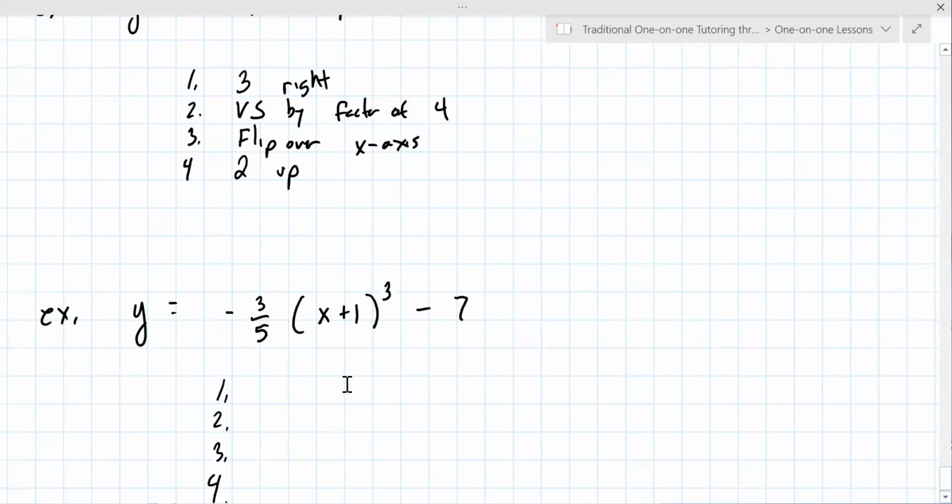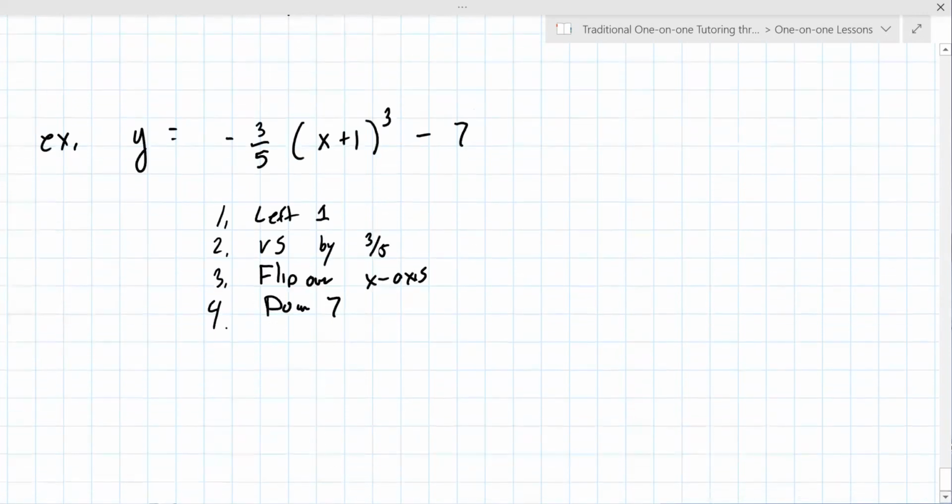Okay, so it is left 1. Left 1, good. Down 7. That's got to come at the end. Oh, okay. Vertical stretch by 3/5. Then you deal with the negative, and then flip over the x-axis. Yes. And then down, minus 7. Very good.